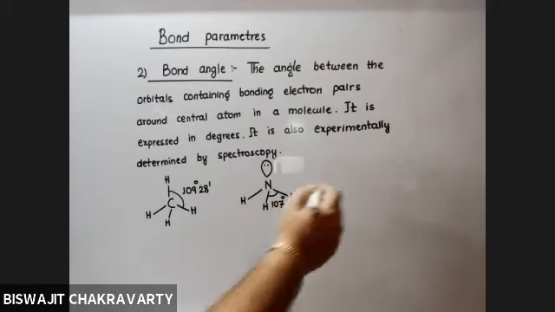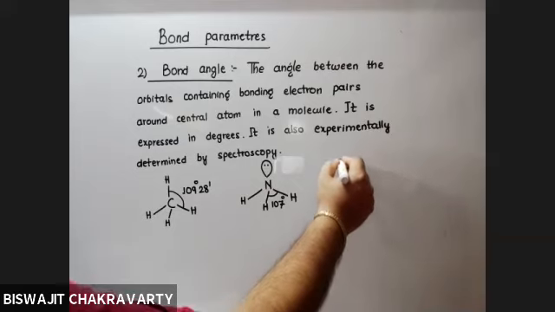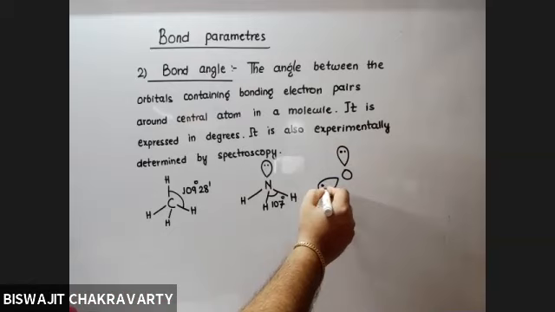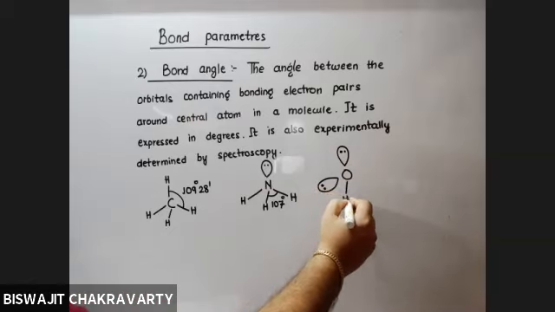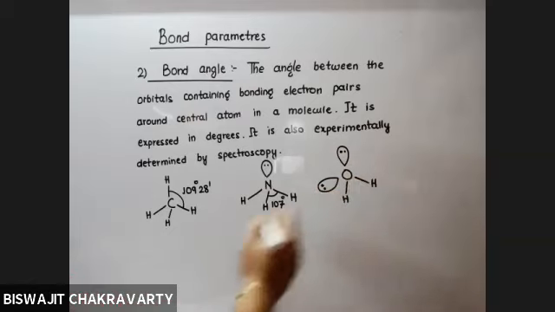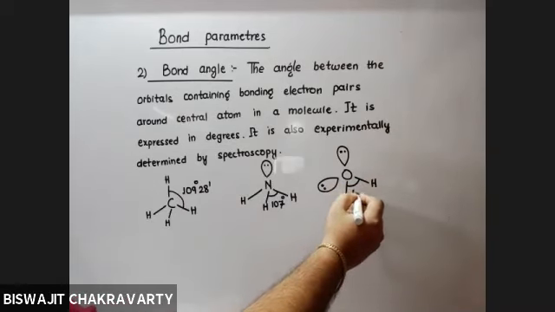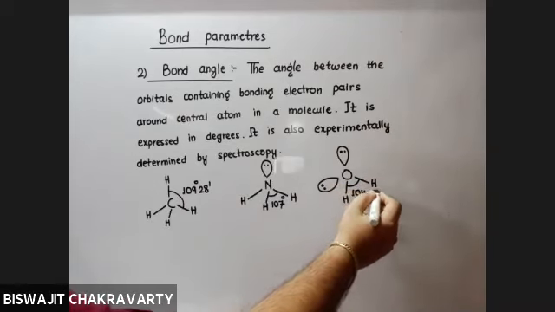When we talk about water, the oxygen is also surrounded by 4 pairs, but again the nature has changed. Now there are 2 lone pairs and 2 bond pairs. Accordingly, the bond angle further decreases and it is found to be 104.5 degrees.